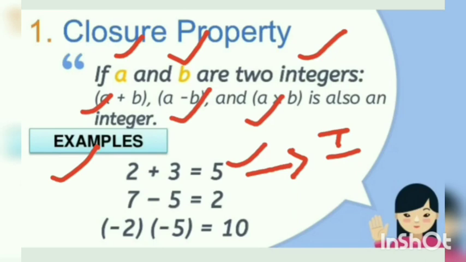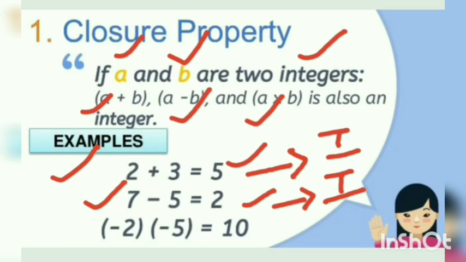Now see about subtraction. Here we have taken A as 7 and B as 5. So 7 minus 5 is 2. And 2 is also an integer. It means when we are subtracting two integers, we are getting an integer only. So subtraction is also following the closure property.